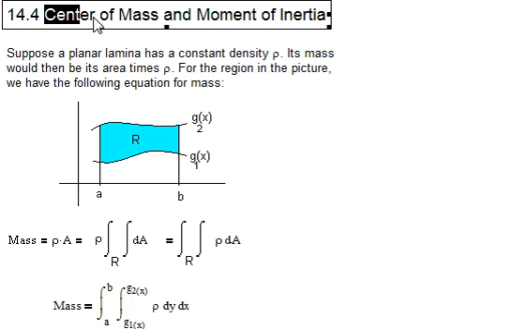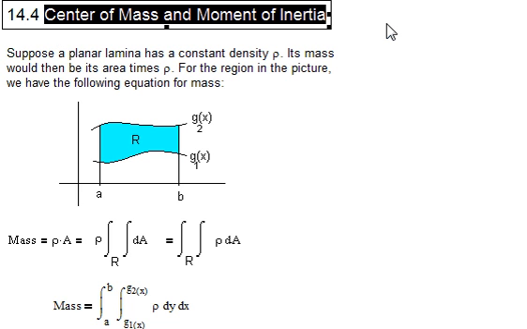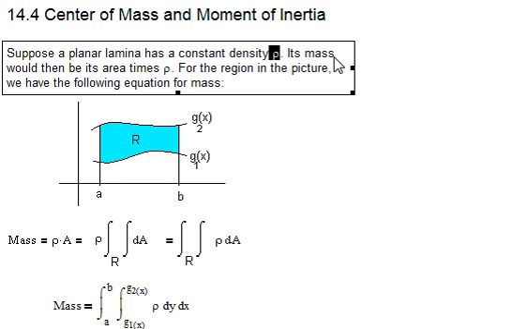Well, we're going to look in this lesson at centers of mass and moments of inertia, and also the whole concept of moment. So suppose we have a planar lamina with a constant density rho. Then its mass is just going to be its area times that density, rho, whatever that may be. So for this region that I've pictured here, we've got the following equation for the mass.